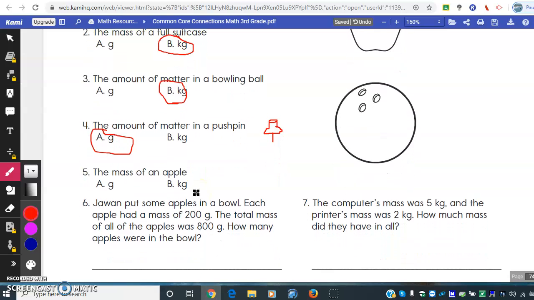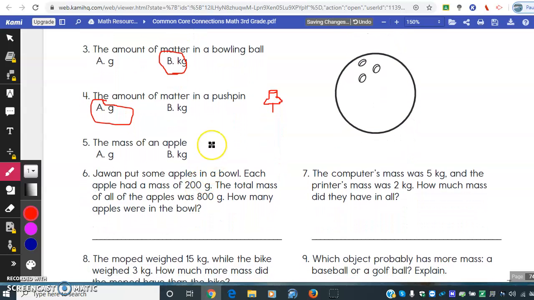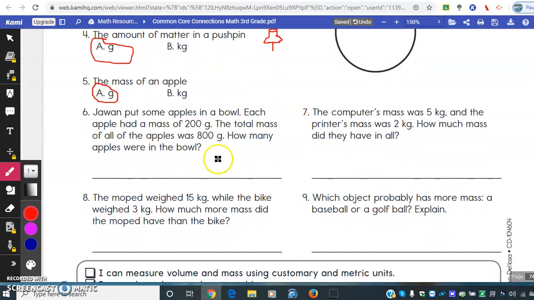The mass of an apple. What would you use? Does an apple weigh as much as a hard-bound textbook, like your reading book in class? Not really. So we're talking grams. It'll weigh many grams, but not enough to make a kilogram. All right, let's do some word problems.